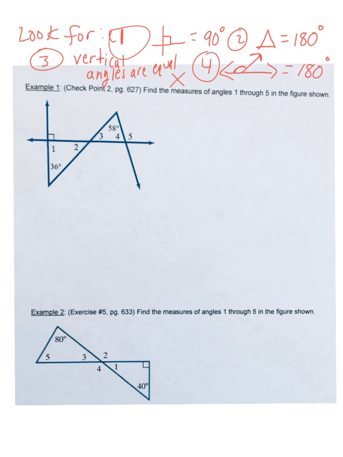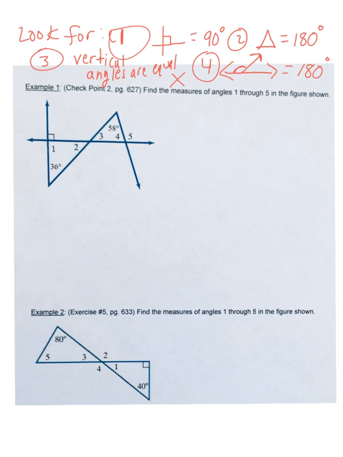So looking at example 1, it says find the measures of angles 1 through 5 in the figure shown. As I'm looking at this figure, they've currently given us a couple of angles. I see a 58-degree angle here. I see a 36-degree angle here. And I see a box for 90 degrees way up here.